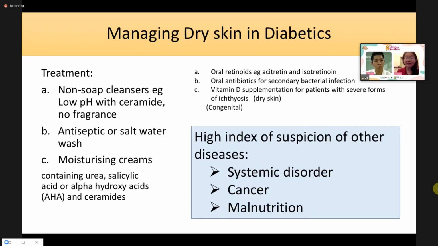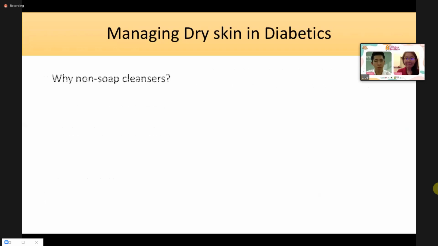But of course, if you have a suddenly acquired dry skin, sudden eruption, then you have to have a high index of suspicion of underlying disease. For example, whether you have a systemic disorder like a hormone problem, or whether suddenly you have a cancer, of course, you have to monitor other signs. For example, whether you're losing weight or not, any symptoms, and of course, malnutrition.